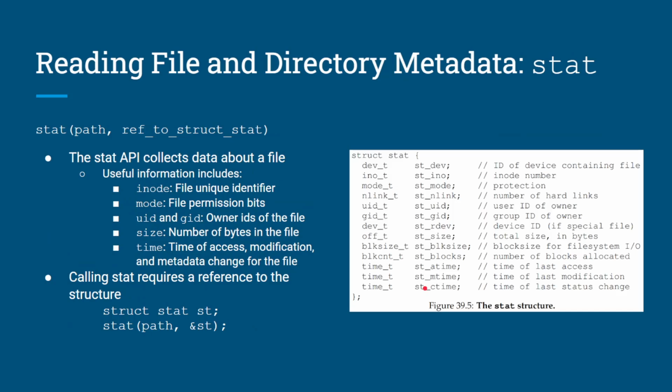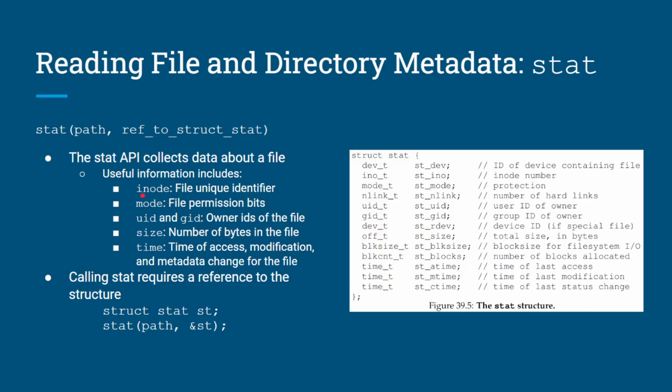So we talked about this in the files, but this applies to directories as well. You can read file and directory metadata using the stat API. The stat API actually takes a pointer or a reference to the struct stat. This structure actually contains several elements. All of it comes from the metadata that is stored on a file system.